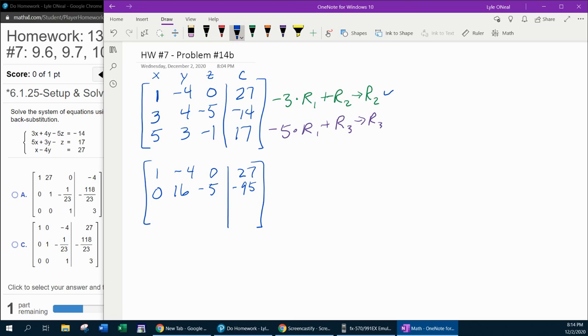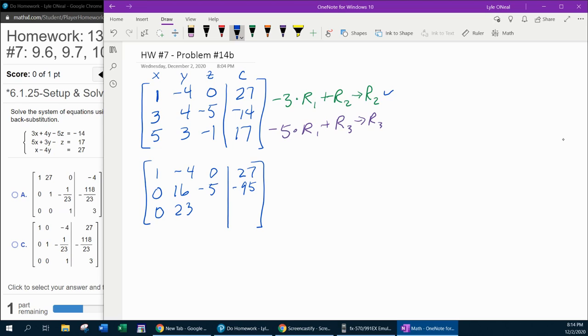And that takes care of the first row operation. All right, here we go. Next row operation, we've got negative 5 times 1, which is negative 5 plus 5 is 0. Remember, this time we're adding to row 3. Next, negative 5 times negative 4 is 20. 20 plus 3 is 23.